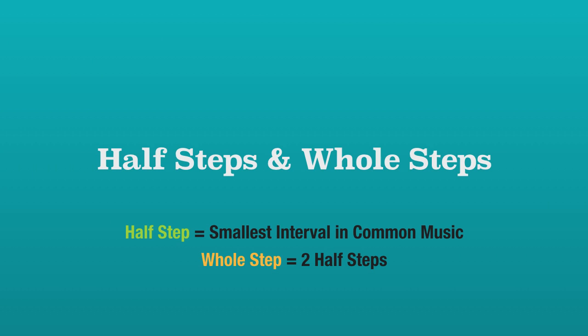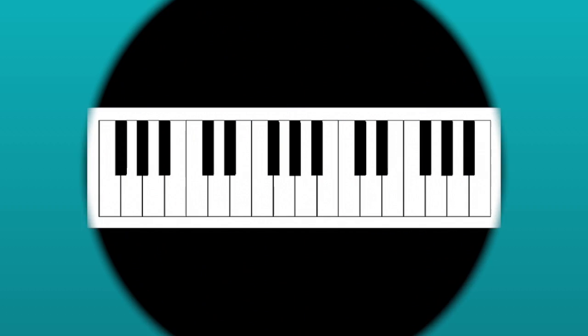Let's get a little more detailed now and discuss half steps and whole steps. A half step is the smallest interval in common music, and there are 12 half steps that evenly divide the musical alphabet before it repeats. A whole step is simply an interval of two half steps. Now the easy way to think of half steps and whole steps is to ask yourself a question. Are the notes touching, or is there a note in between the two notes that you're comparing?